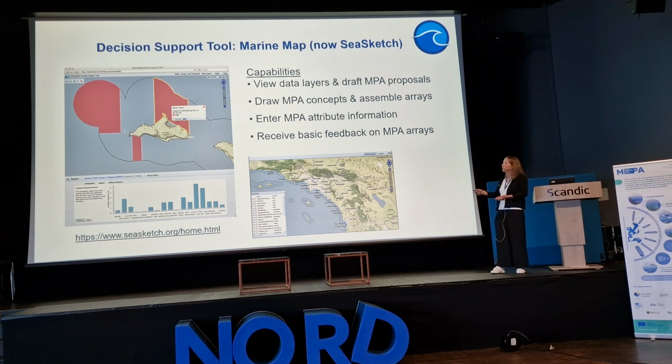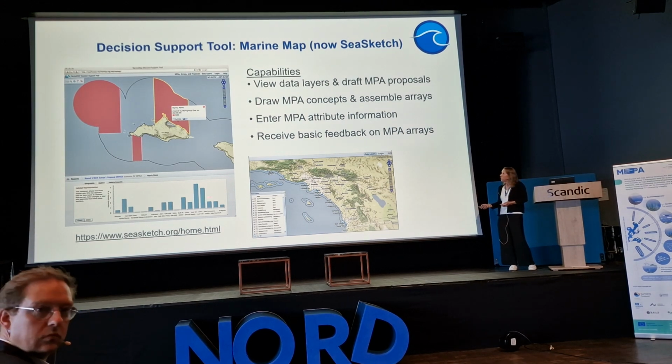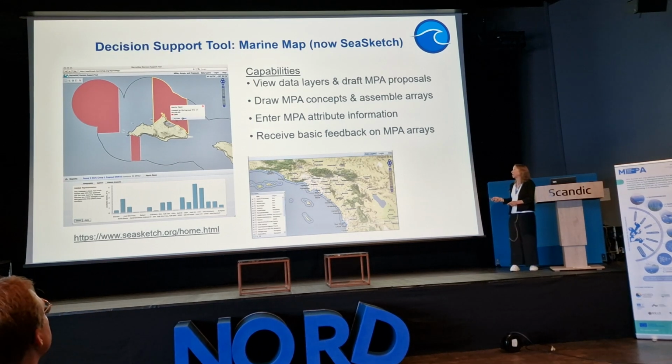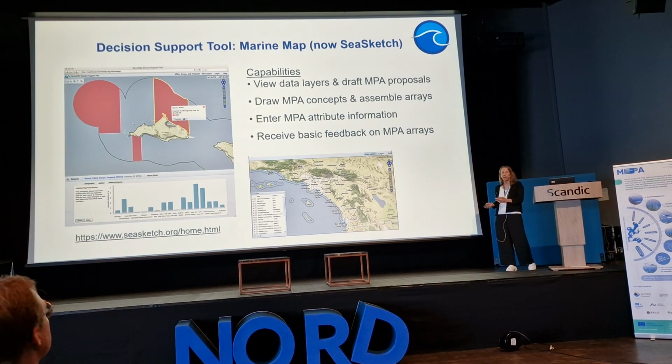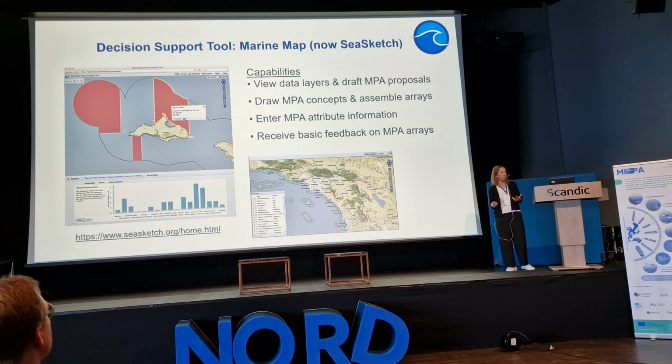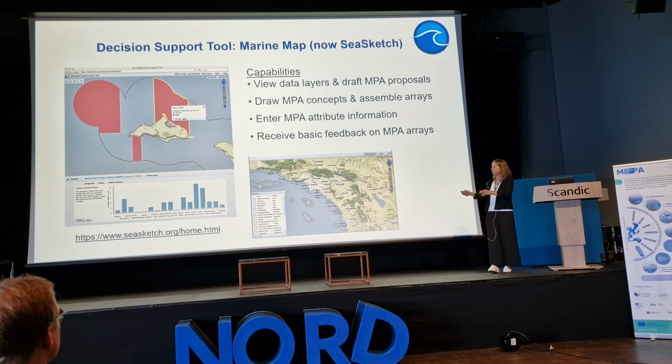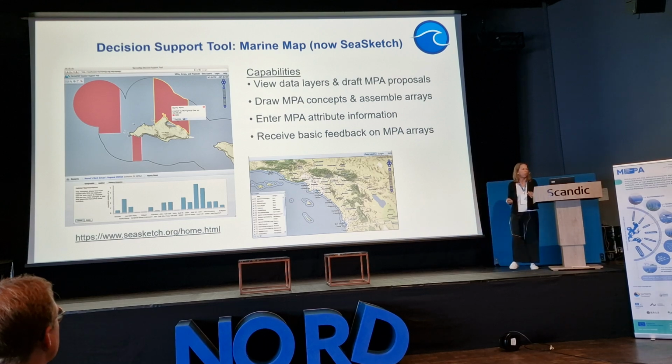You may be familiar with it, but it allowed for collaborative design. It allowed for mapping. Stakeholders could draw concepts of individual MPAs. They could draw network concepts, and then they could get some basic feedback. Certainly Marine Map at the time was not as sophisticated as C-Sketch is now, but they could receive basic feedback on their designs against the guidelines that they were supposed to follow. But importantly, when they were ready, these concept proposals went to the science advisory teams where they were evaluated in more sophisticated ways than Marine Map could do at the time.